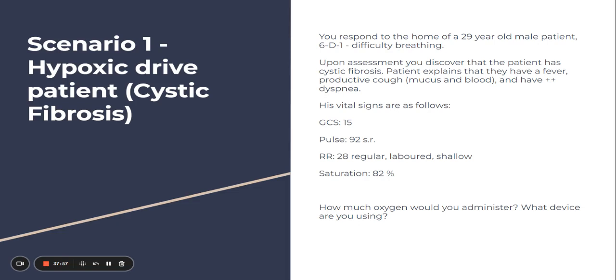They have a pulse of 92, strong, regular. They're breathing at 28, regular, labored, and shallow. They're sating at 82%. How much oxygen would you administer to this patient?